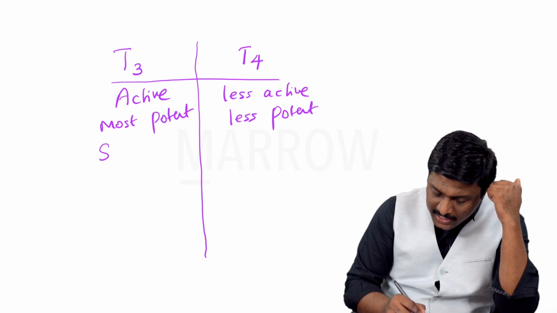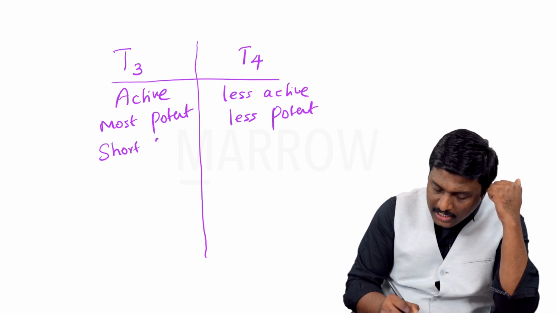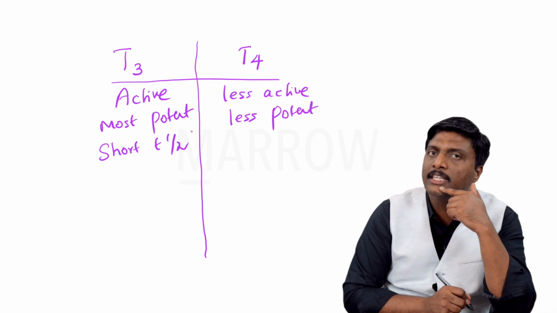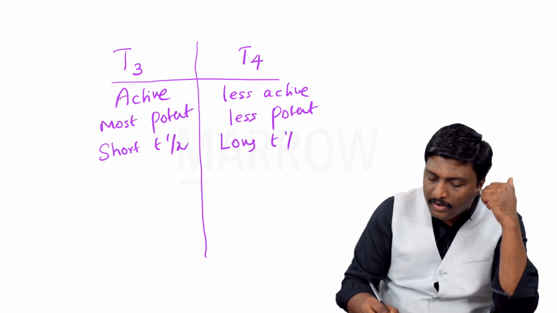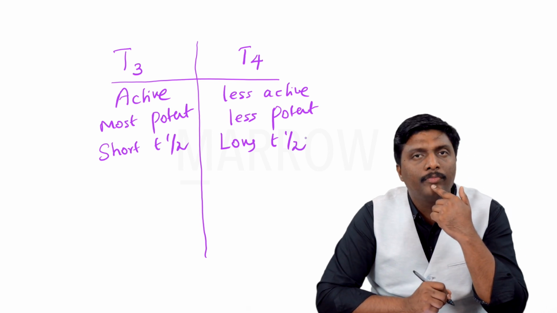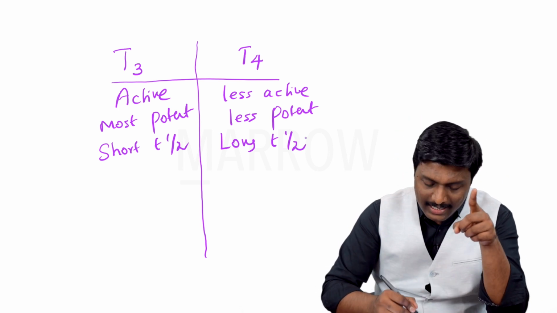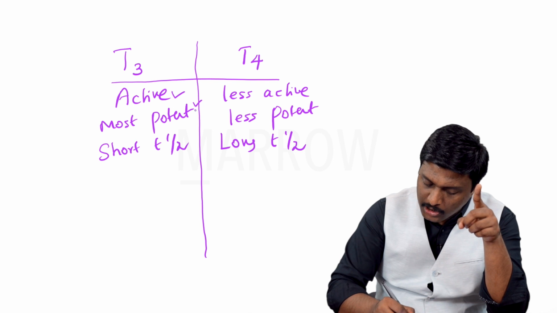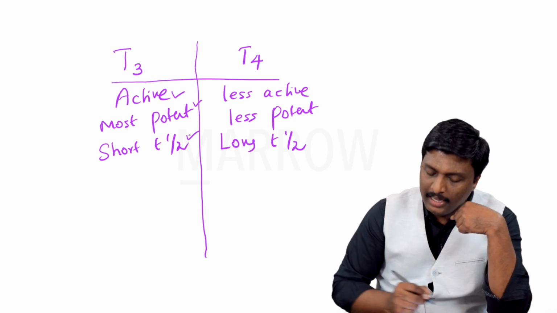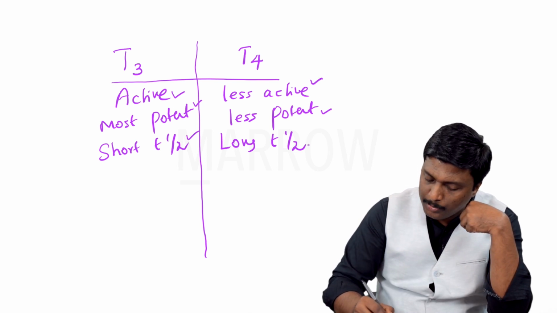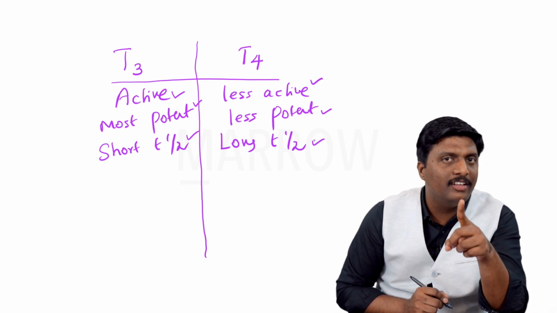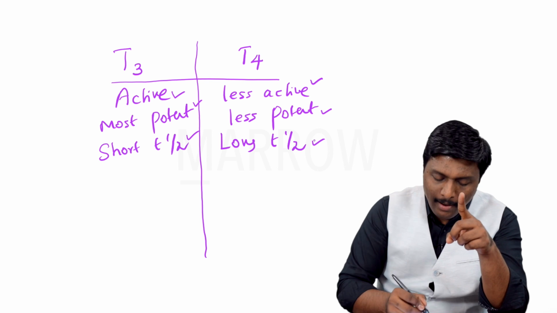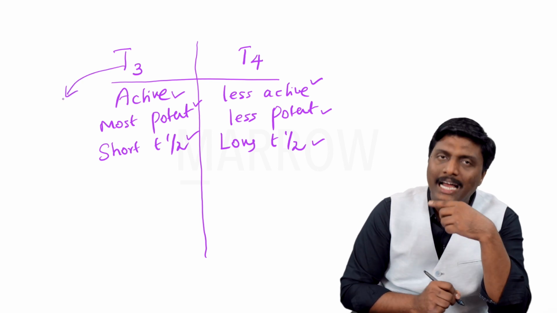When they ask you which has the most rapid action, shortest T-half, it is T3 form. Which always has the longest half-life? T4 form. That's all. Kindly make a note. T3 is most active, most potent, short half-life. T4 is less active, less potent, long half-life. All the actions of thyroid hormones in physiology are always due to T3 hormone.